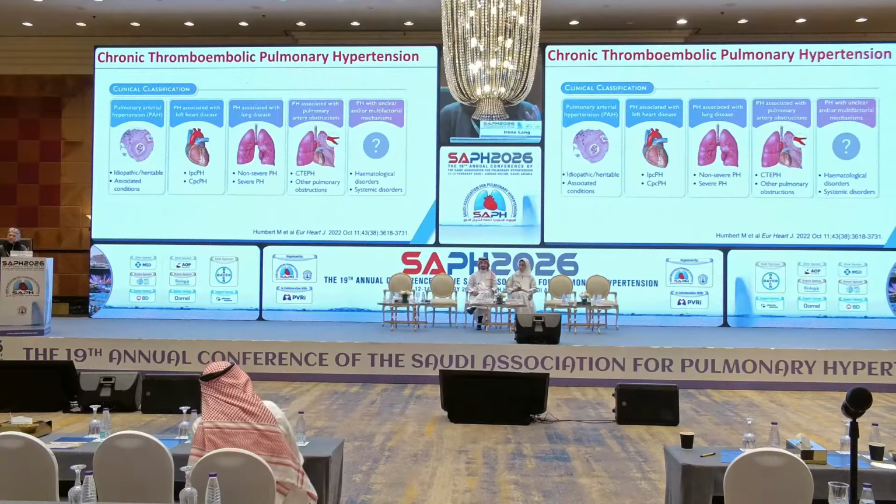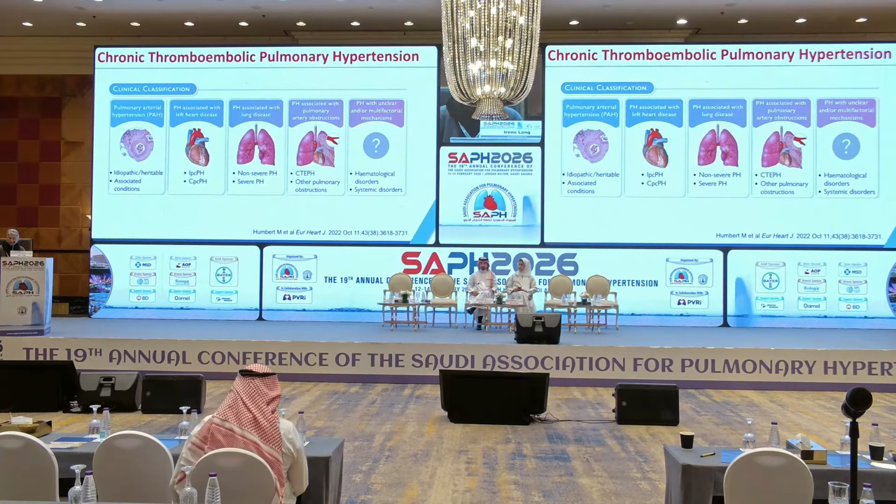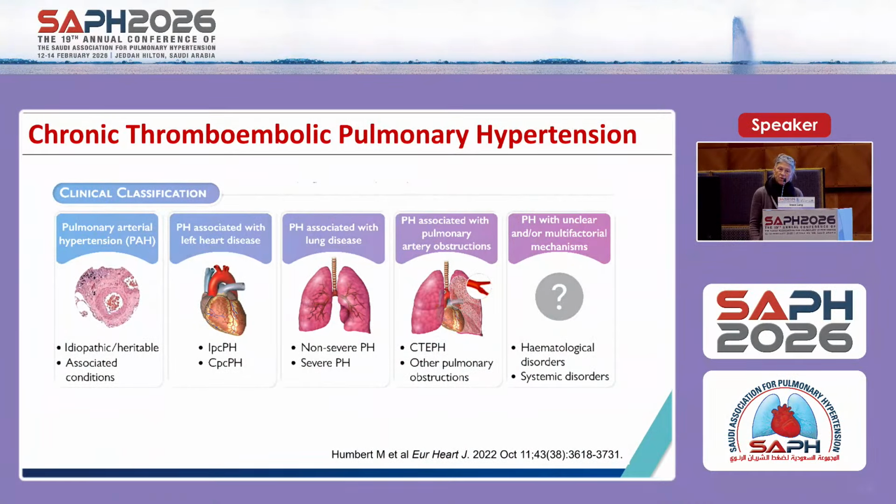So I'm going to focus in on group 4. This is just to give you an orientation. This whole session will be on pulmonary hypertension associated with pulmonary artery obstructions. It's also called chronic thromboembolic pulmonary disease with pulmonary hypertension, and that is SAPH. Keep SAPH in your brains.